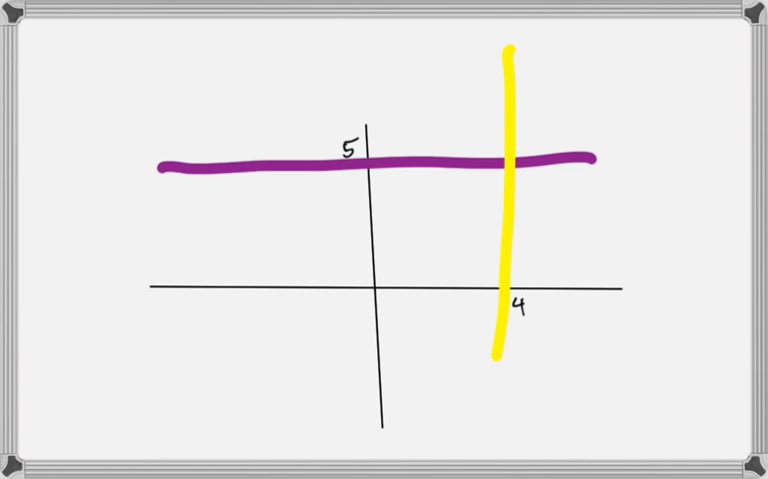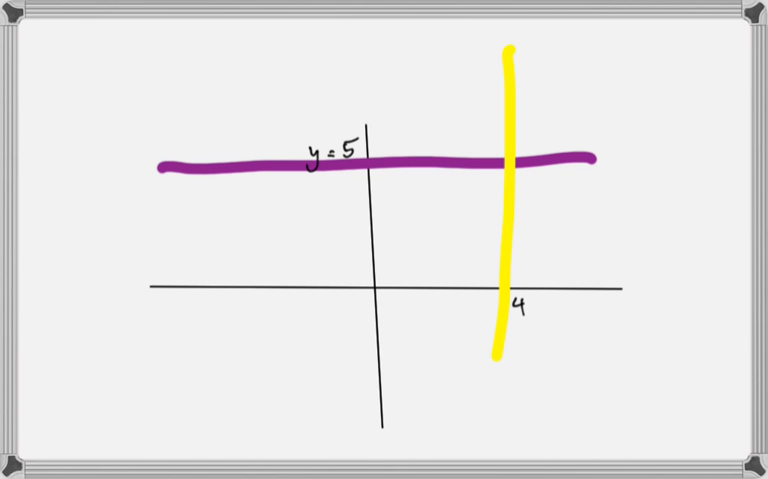Y equals 5. Okay, y equals 5. Are you sure? Now, I thought I heard somebody say 5. And if you just say 5, you're wrong. Y equals 5. How about the yellow line?